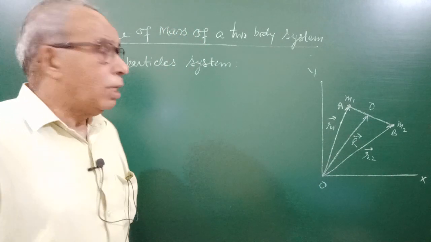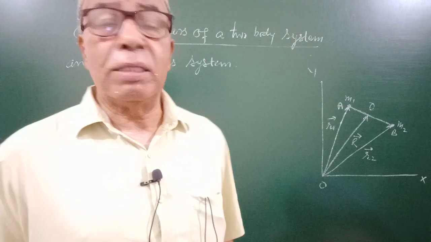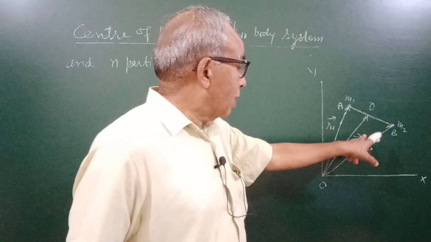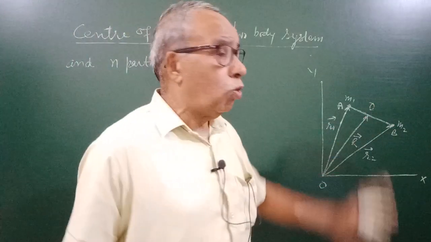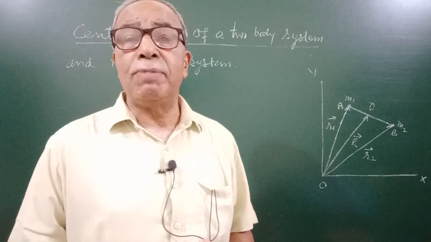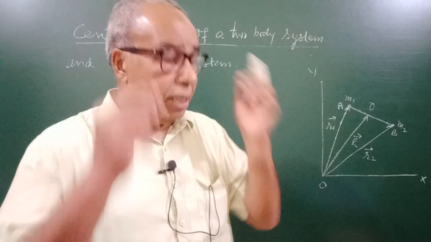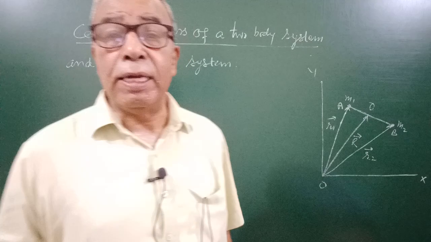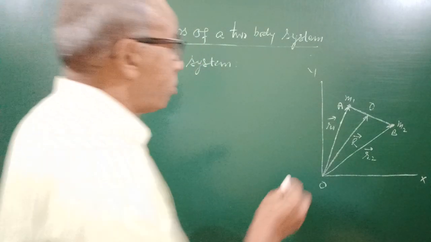Now, here we will take the help of Newton's second law to obtain the vector R. Vector R is the position vector of O. By knowing the position vector, we can reach the center of mass. You will understand it easily. Nothing to worry about, but a little application is there.